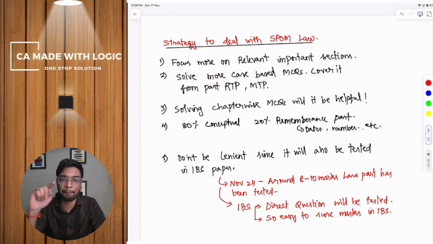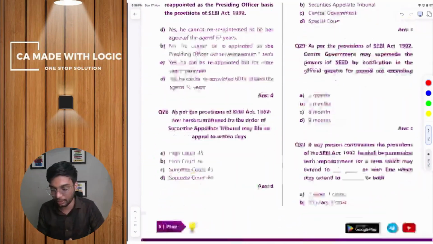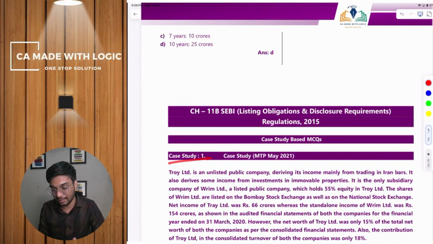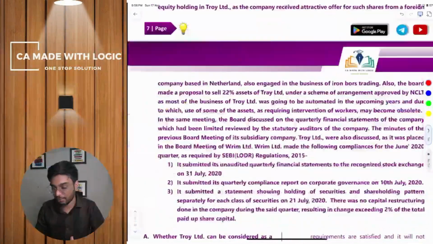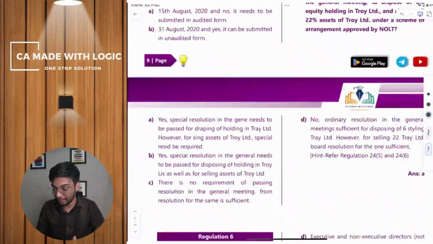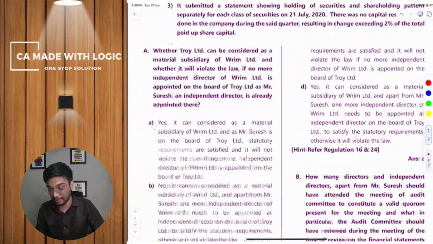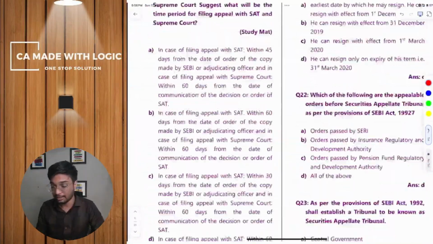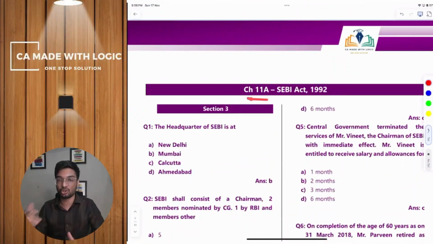You can cover it from past RTPs and MTPs. I have already compiled everything, you can see it over here. Case study number 1 is taken from MTP May 2021. Likewise, we have compiled the entire thing, and moreover we have divided it section number wise. We have chapter wise MCQs and section number wise MCQs as well.